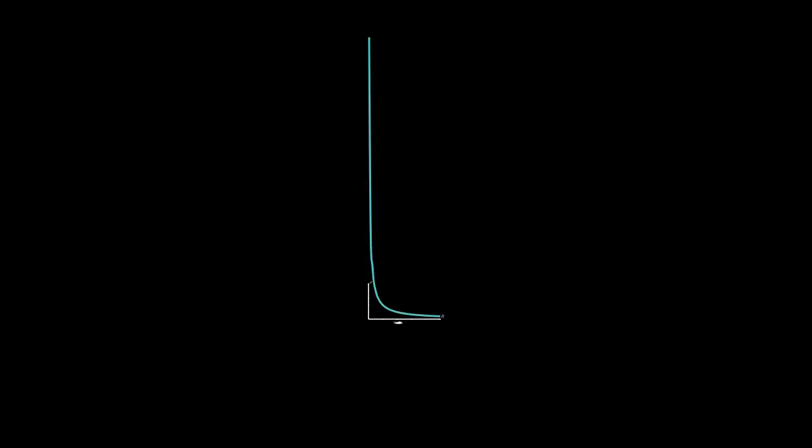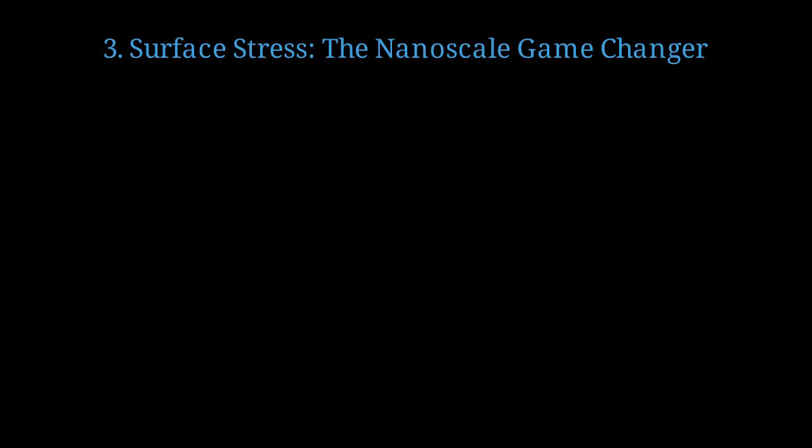This graph shows the classical prediction. As radius increases, the critical buckling stress decreases inversely with radius. At the nanoscale, a new player enters the game, surface stress, which completely changes the mechanical behavior. What exactly is surface stress?